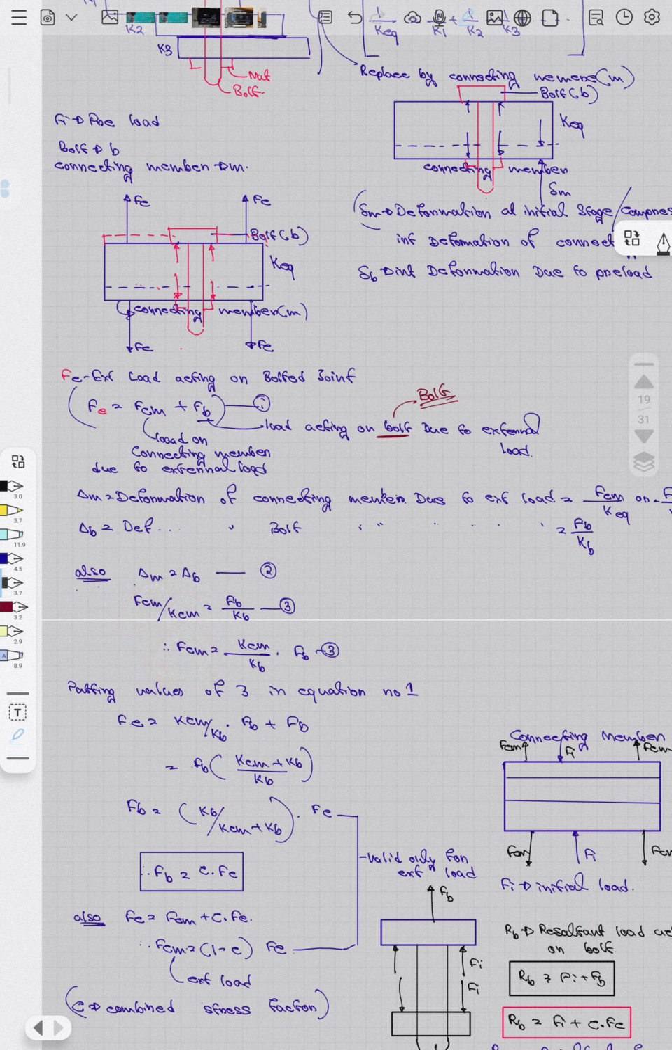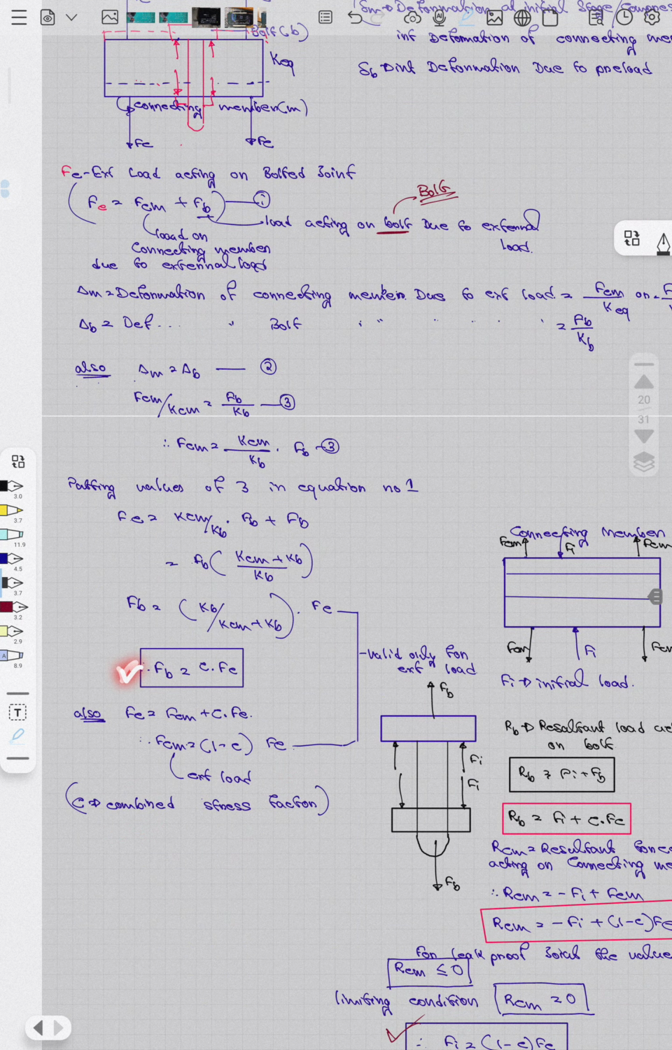Now we put this value KCM by KB into FB, taking FB common. So the force in the bolt would be KB by KC plus KM plus KB into F external. So we can also write FB equal to C into FC, and this whole part we are writing as C. And F external equals FCM plus C into FC. So FCM equals 1 minus C into FC.